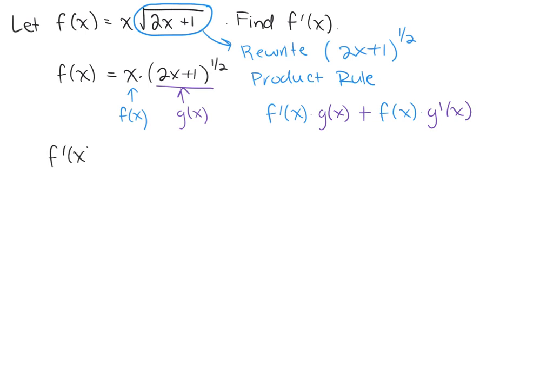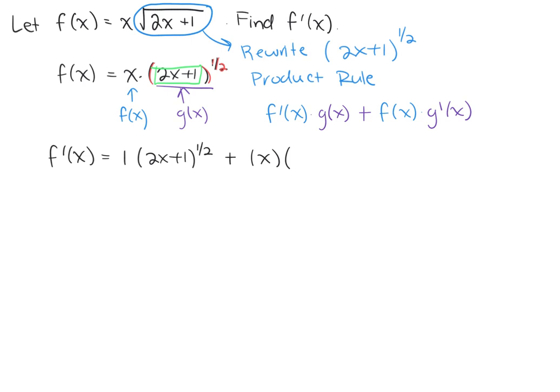So now I'm ready to actually take the derivative using the product rule. So the derivative of x is just 1 times 2x plus 1 to the 1/2 power plus, right, the first part, which is just x, times the derivative of 2x plus 1 raised to the 1/2 power. So here I'm going to have to apply the power rule to the outside function. So here I'm going to have to use the chain rule. So I've got the outside function here, and then the inside part is that 2x plus 1.